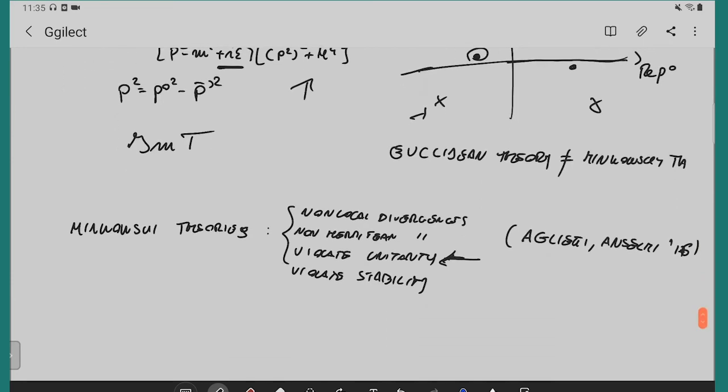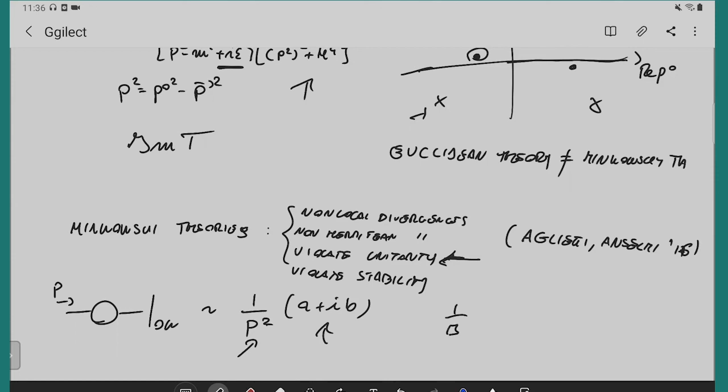Non-local and non-Hermitian divergences basically means that the divergent part of a diagram like this will be proportional to 1 over p squared, the divergent part. And then it might have something like A plus iB, which violates Hermiticity and locality of counterterms, because in coordinate space, this will be something like 1 over box. So this is the worst you can get in a theory.